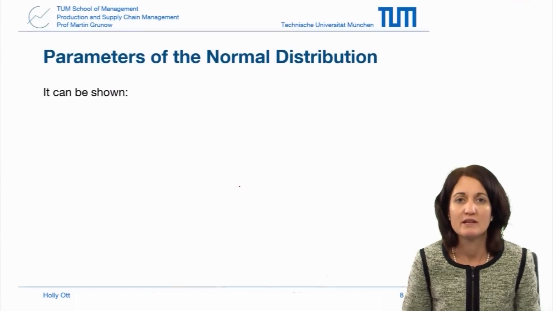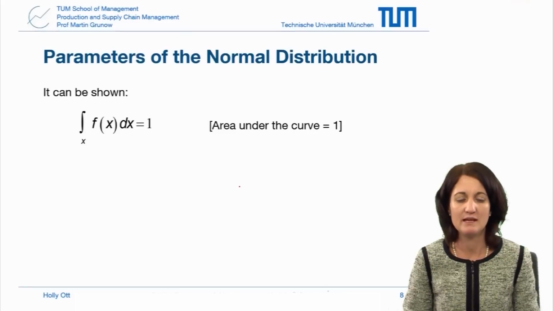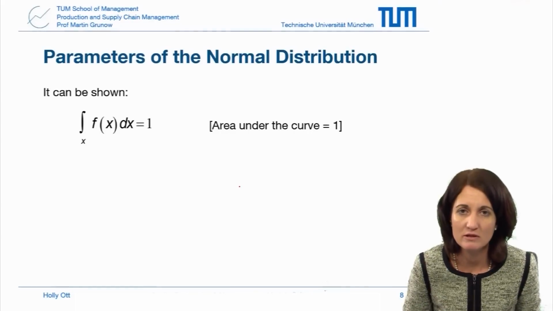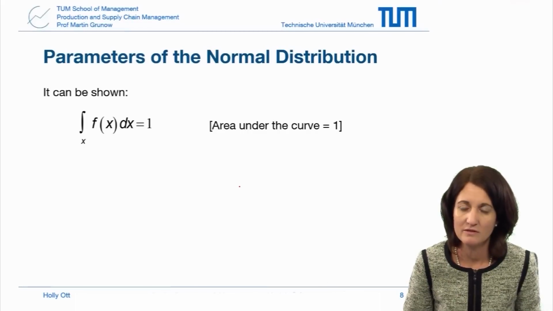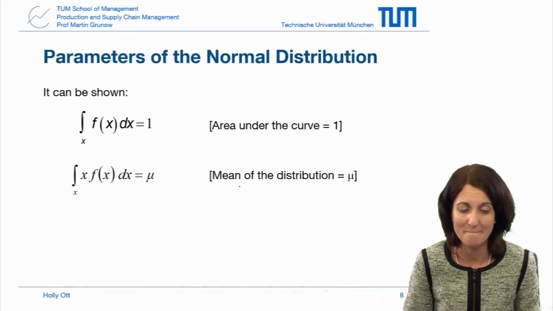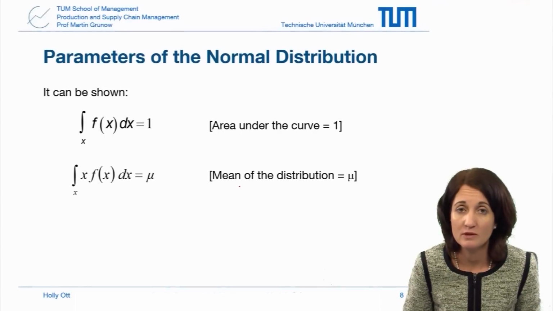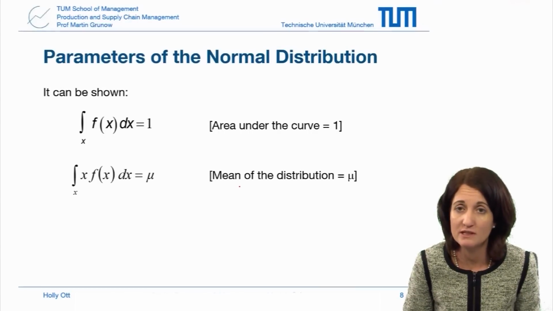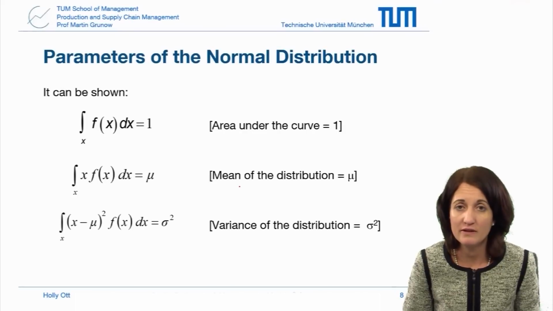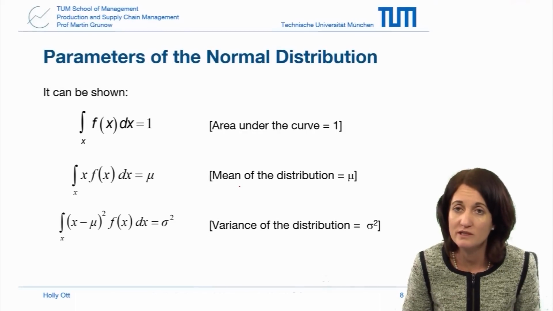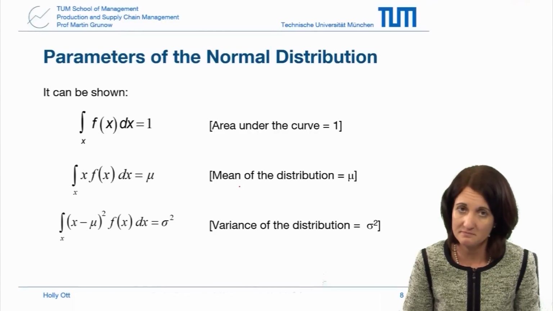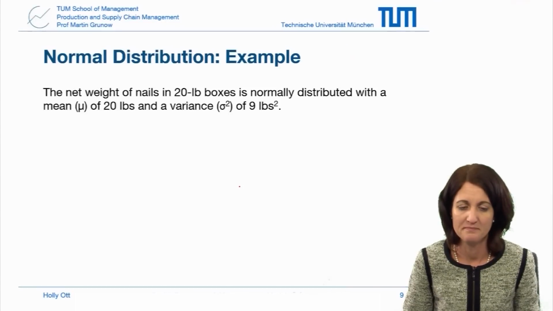So, again, just as a reminder, we looked last time that the integral over the normal distribution function over all values of x is equal to 1. The mean is the weighted average of the distribution, and the variance is the weighted average of the squared deviations of the values of the variable from its mean. So we looked at that last time.